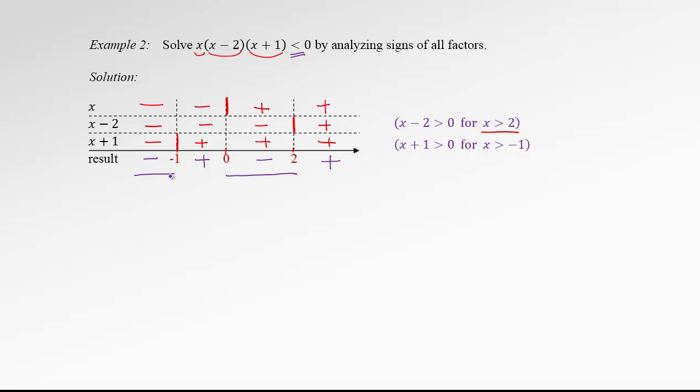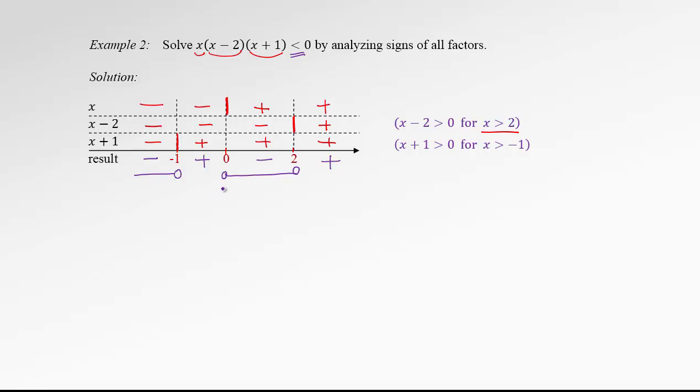So from -infinity until -1, should we take -1 or not? Well, we don't have the equal sign here. If x is -1, the whole expression will be exactly 0. So it won't satisfy this strong inequality, right? Therefore, we have to exclude the -1. Next, we need to make decision about 0. Should we take 0 or not? Again, no, because there's no equation here. So the left-hand side can't be equal to 0. We have to exclude this point. And similarly, 2 has to be excluded for the same reason.